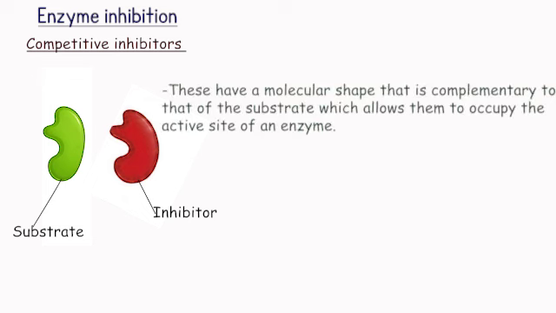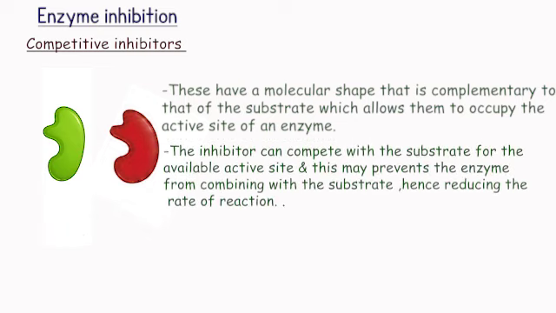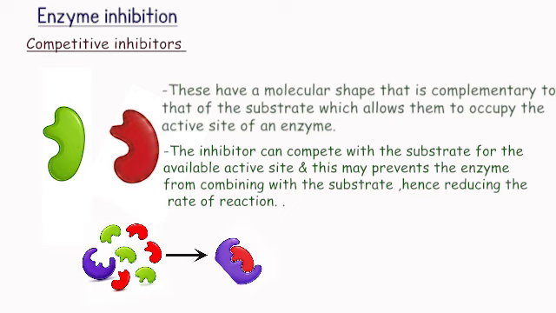Now, these have a molecular shape that is complementary to that of the substrate, and this allows them to occupy the active site of an enzyme. So because they have the same shape as the substrates, these inhibitors can therefore compete with the substrate for the available active site, and this may prevent the enzyme from combining with the substrate, hence reducing the rate of reaction.